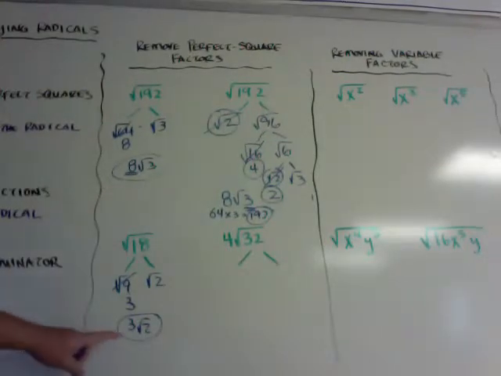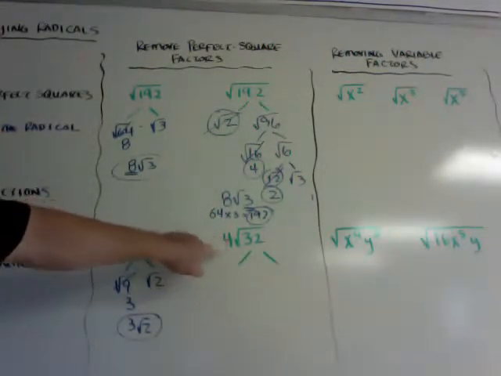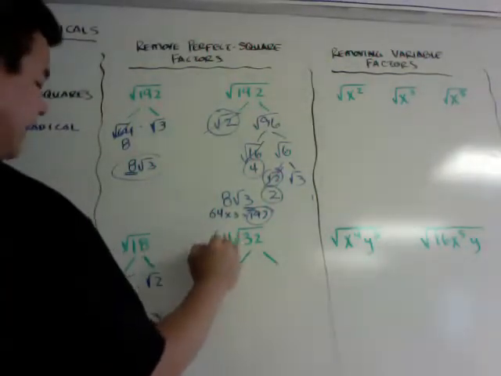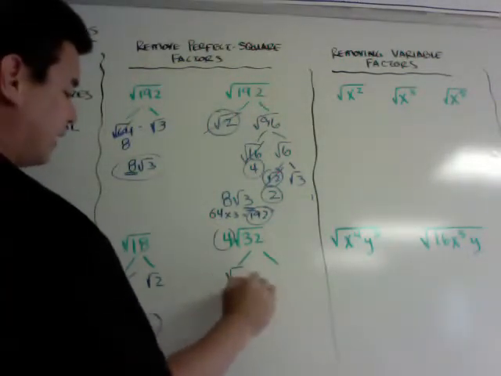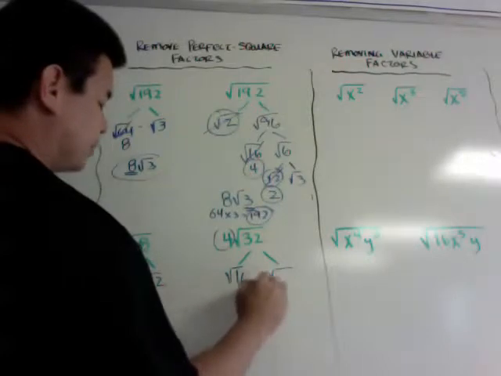A quick check. Square root of 3, 9, times 2 is 18, and I was correct. If they give you something like this, it's saying 4 times radical 32. So what we need to do is leave the 4 on the outside, but now we need to break down the radical 32. And 4 and 8 are not perfect squares, but 16 and 2 are.